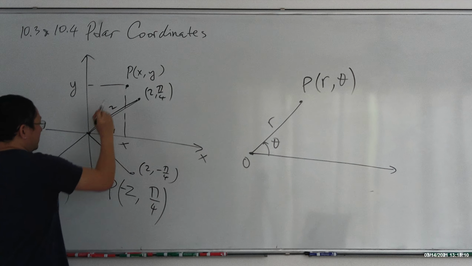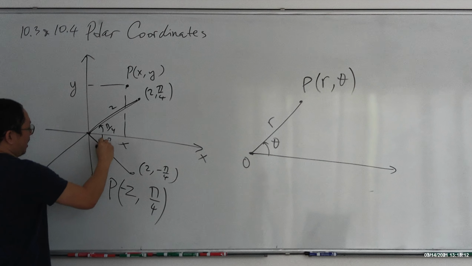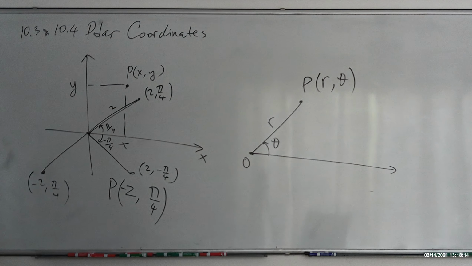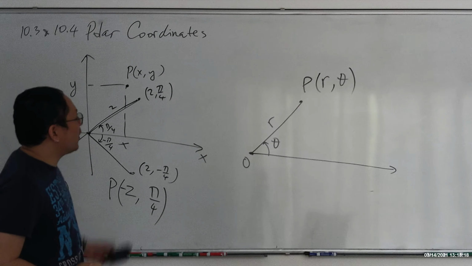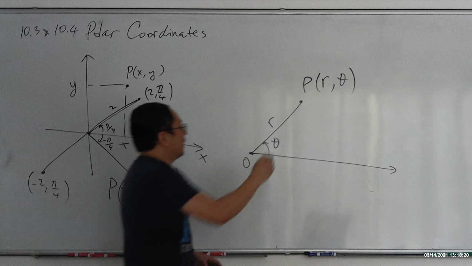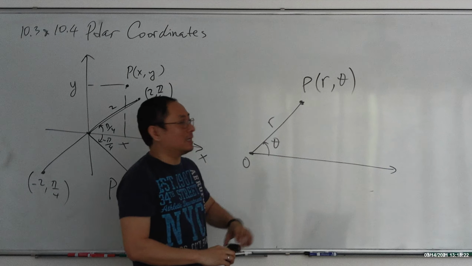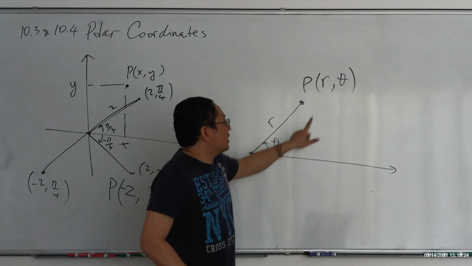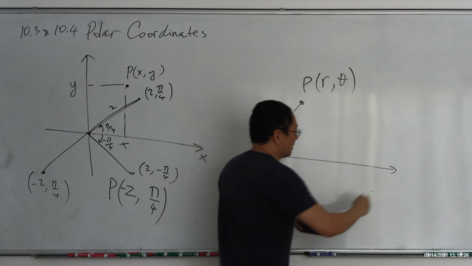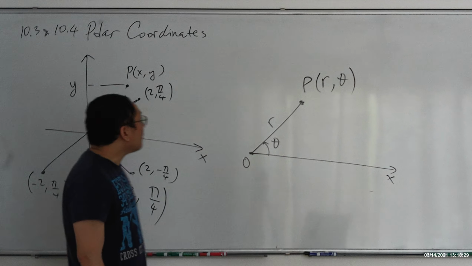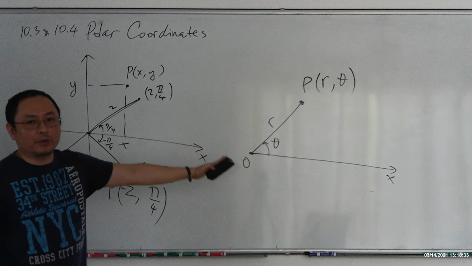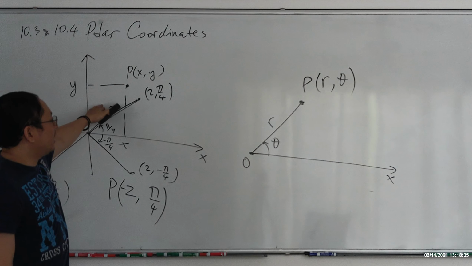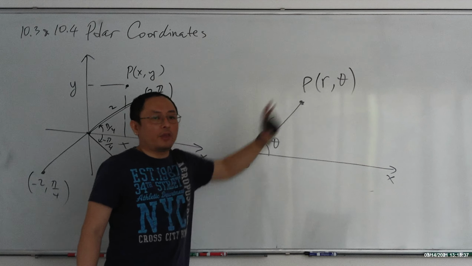The angle from here to here is pi over 4. The angle from here to here is negative pi over 4. That's all it is about. So 10.3 is polar coordinates. It means we represent a point using two new components: the distance to the origin and the angle it makes with the x-axis. So the main question in 10.3 is how do we convert back and forth between the rectangular coordinates x, y and the polar coordinates r, theta?